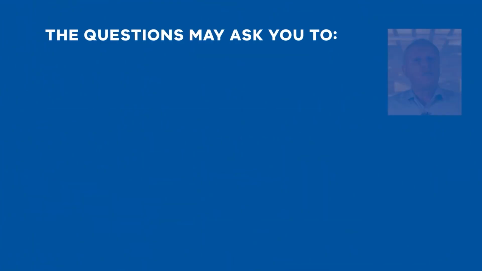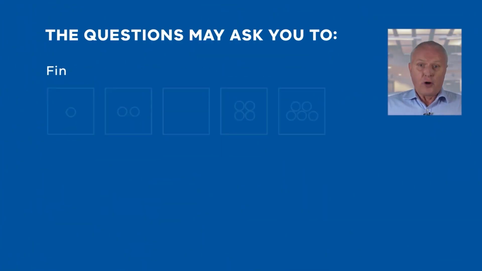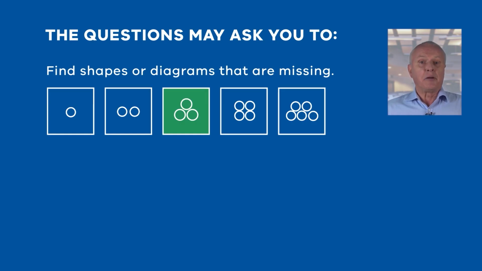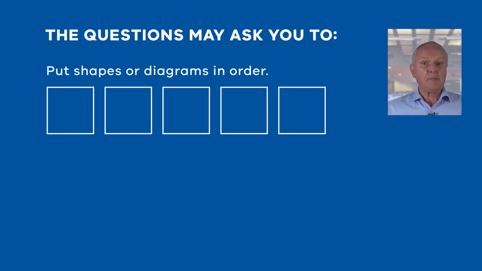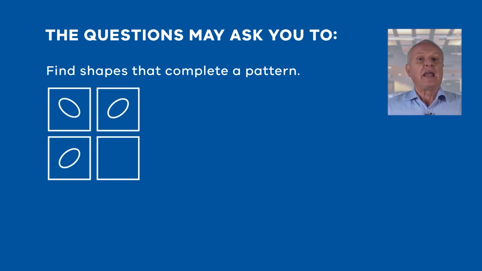The questions in the abstract reasoning test may ask you to find shapes or diagrams that are alike or different. Find shapes or diagrams that are missing. Put shapes or diagrams in order. Find shapes that complete a pattern. Using a systematic approach can help you to find the answers to abstract reasoning questions.